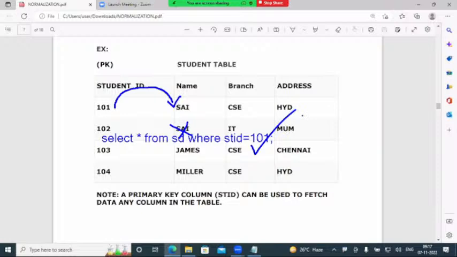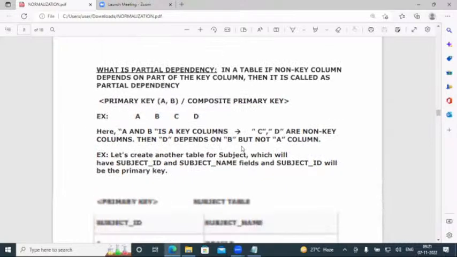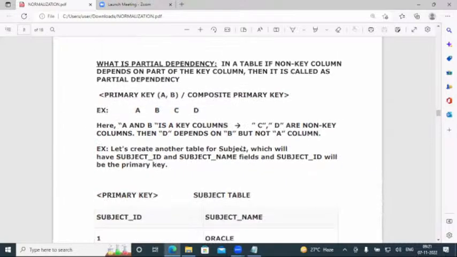So there is no partially dependent column in this table. That's why we said we don't want to do any modifications on this table, I just carry it forward. But when it comes to partial dependency, what is meant by partial? Partial means the remaining things are not supported.